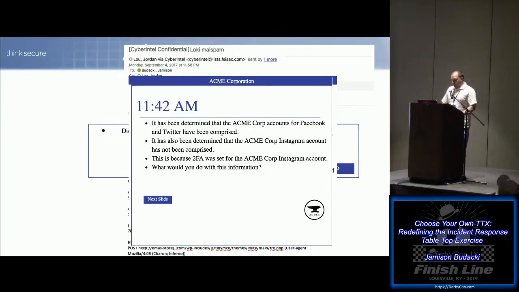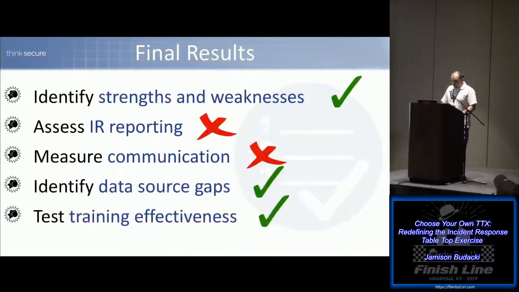Once again, what would you do with this information? So during this result, how did the team do? We did a pretty good job of identifying some strengths and weaknesses. We did not use the incident response platform, so that was kind of a miss. It was a brand new tool for the team and they may not have thought of it. We didn't do a great job of measuring communication. There's various anecdotes for that as well. But we did do a good job in identifying some data gaps that we have, and we did test our training effectiveness quite a bit.